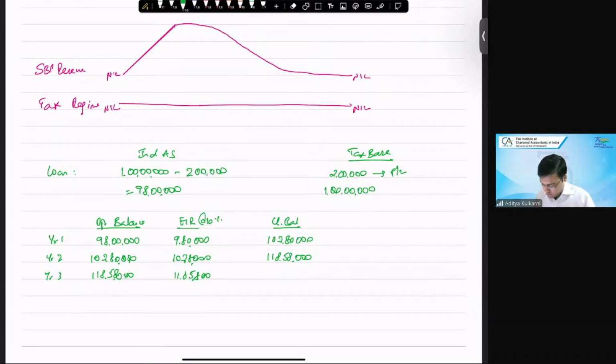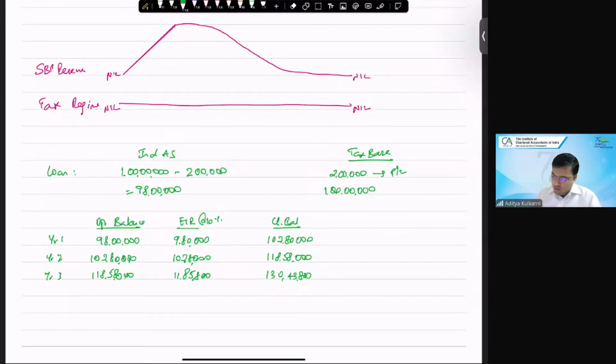The interest is already calculated and given in the question, 30 lakh, which is relevant for income tax. So this is how the loan is going to look. From 98 lakhs, it builds up to 1,30,43,800. Is it okay? Yes, sir.